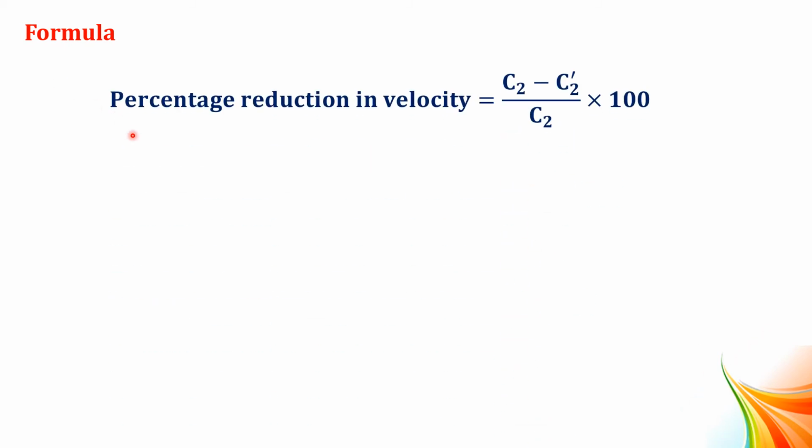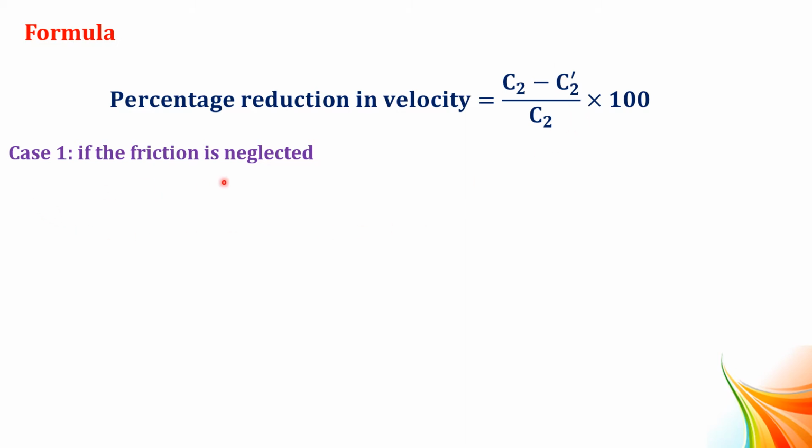Before going to solve this problem, we have to know the formulas for solving this problem. First one, percentage reduction in velocity equal to C2 minus C2 dash divided by C2 into 100. Here C2 is the velocity of steam leaving the nozzle if there is no friction. C2 dash is the velocity of steam leaving the nozzle when the loss due to friction is considered.